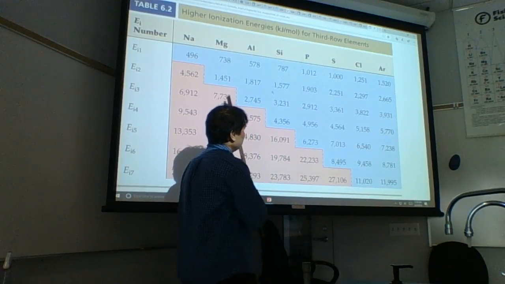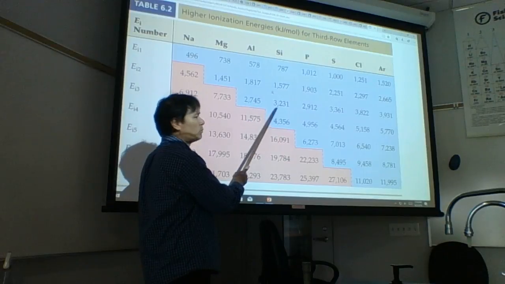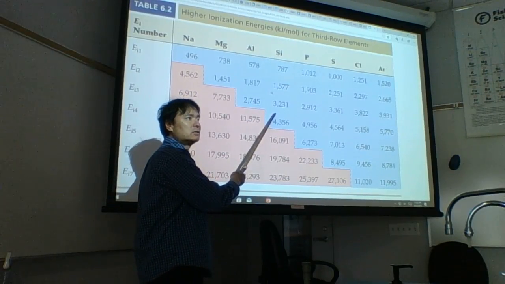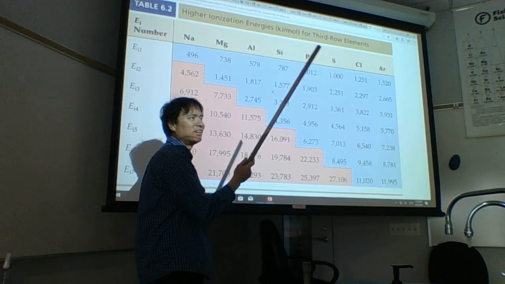So anyway, do you know the difference here? The blue are what we call outer shell electrons. Oh, the time. Shoot, I forgot about the time.